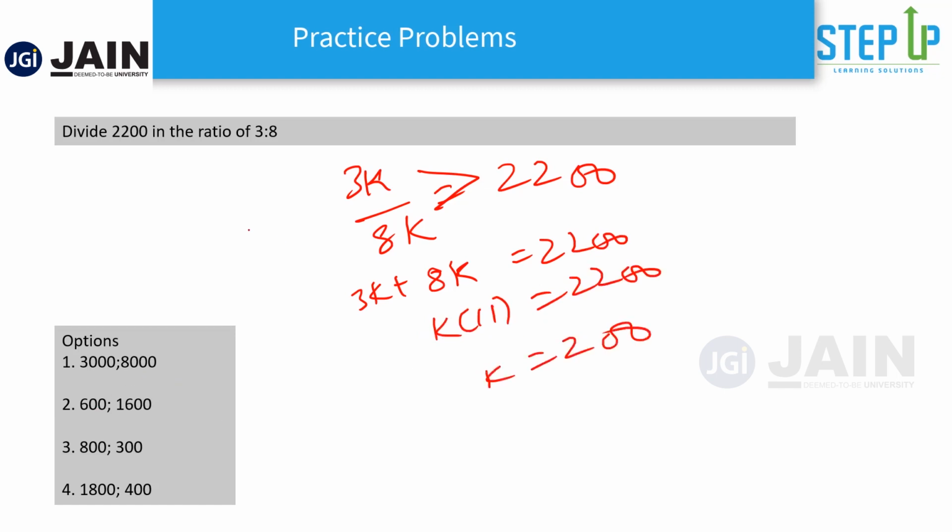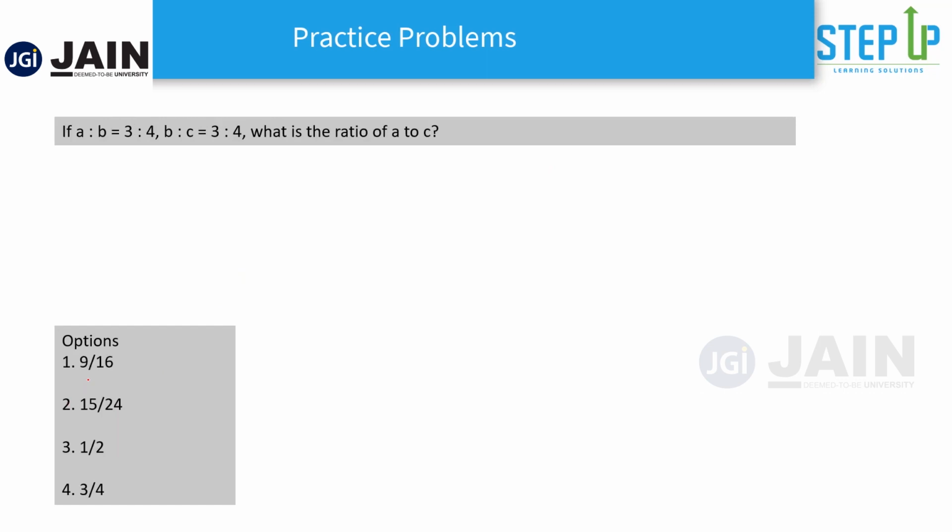So if k is 200, the first number would be how much? 3 into 200, 600, and the other would be 8 into 200, 1600. So what is your correct answer? Option 2. Let's quickly move to the next one.